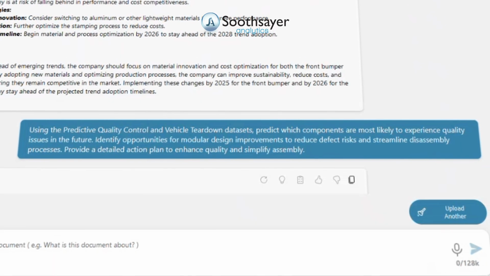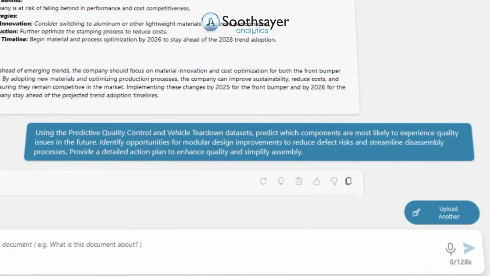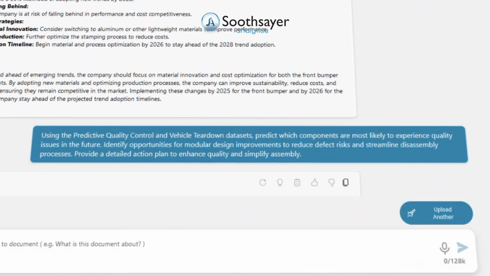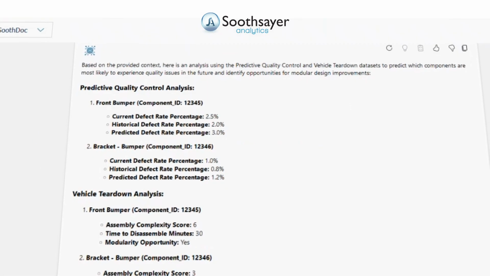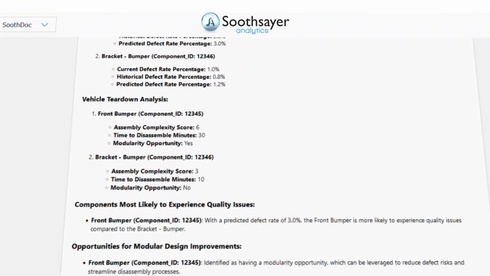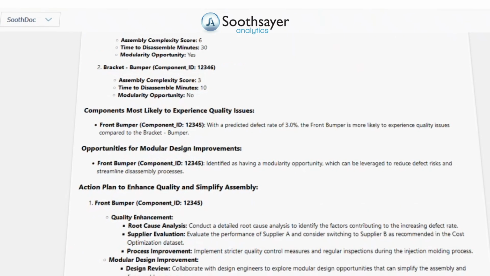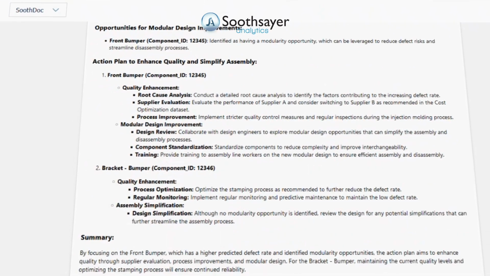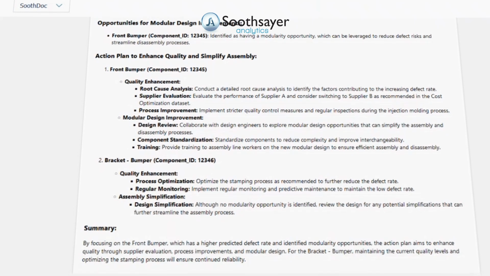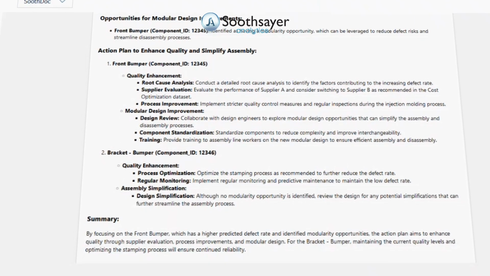Using the predictive quality control and vehicle teardown datasets, let us use SoothGPT to predict which components are most likely to experience quality issues in the future. It identifies opportunities for modular design improvements to reduce defect risks and streamline disassembly processes. It also provides a detailed action plan to enhance quality and simplify assembly.